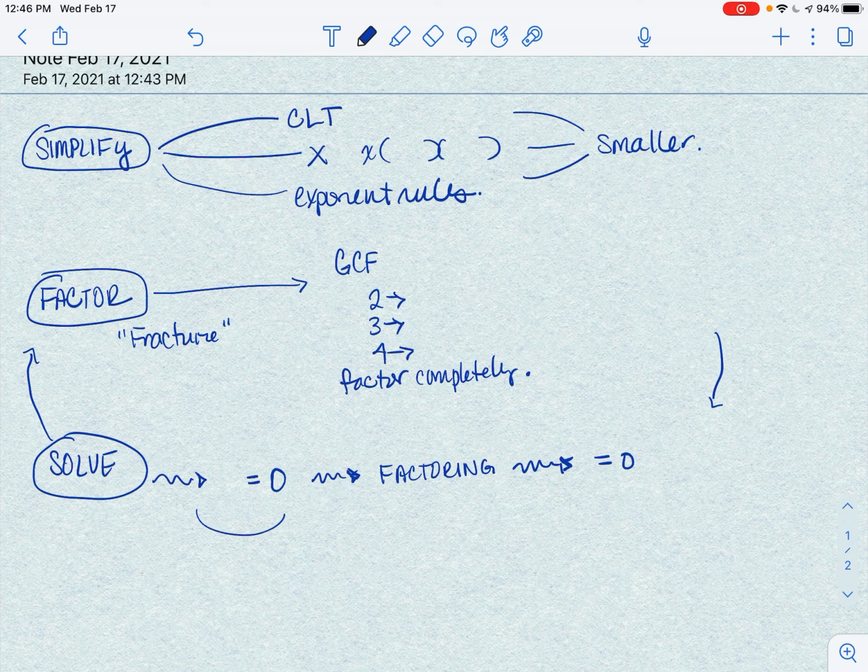So the solve process is like the factoring process plus a little bit more. There's an extra step in the beginning where you make sure that it equals 0, and there's an extra step at the end where you take the individual terms and set them equal to 0. You may see a word problem, but overall with those word problems, most of the time what we're looking for is for you to set it up and not actually solve it.